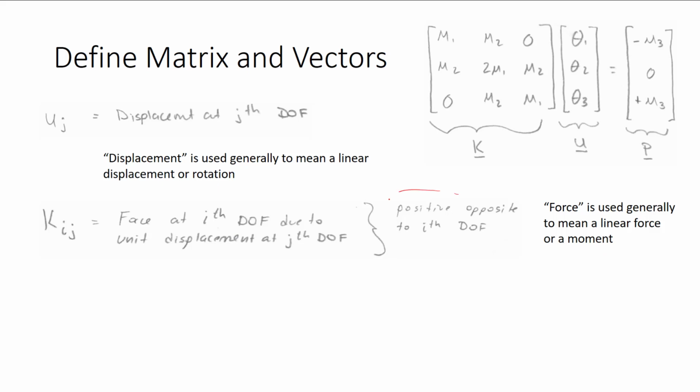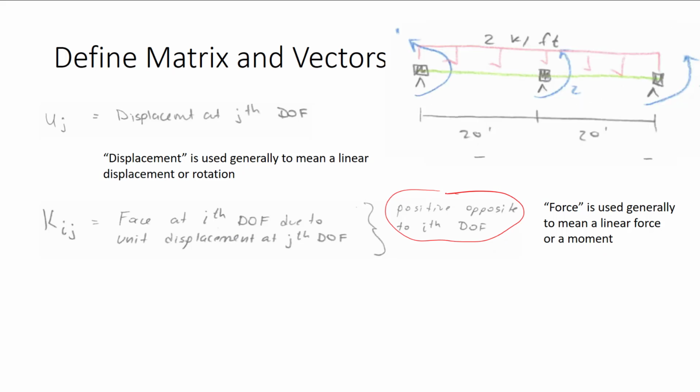We'll have a positive sign convention that'll become more relevant later, and that is that the Kij is positive if it resists the ith degree of freedom. That is the blue arrows that I'm drawing. Here as well, the term force is used generally to mean either a linear force or a moment.